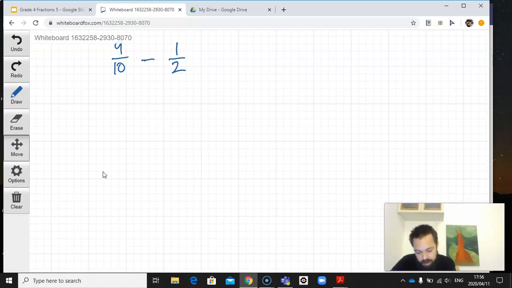We cannot subtract until our denominators are the same. So let's make them the same. First number stays the same, we didn't change it. Second one, 1 times 5 is 5, 2 times 5 is 10. We now have the denominators being the same, so we can subtract them. 10 at the bottom, 9 minus 5 is 4. So we have still got 4/10 of an hour until we have to take it back.